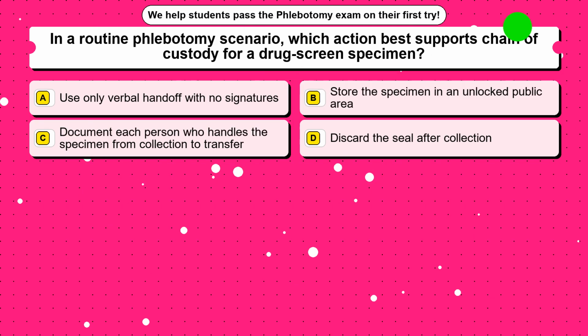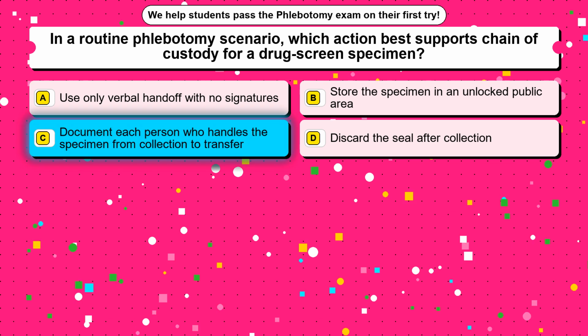Question 75. In a routine phlebotomy scenario, which action best supports chain of custody for a drug screen specimen? Option A. Use only verbal handoff with no signatures. Option B. Store the specimen in an unlocked public area. Option C. Document each person who handles the specimen from collection to transfer. Option D. Discard the seal after collection.